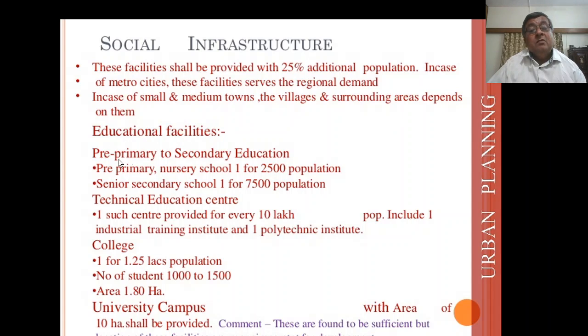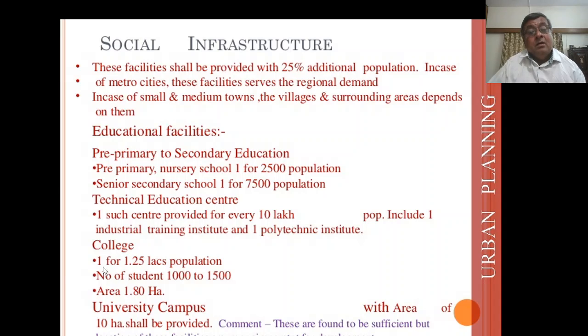Educational facilities: pre-primary to secondary education. Pre-primary nursery school, one for 2,500 population. For senior secondary school, one for 7,500 population. For technical education center, one such center is provided for every 10 lakhs population, including one industrial training institute, that is ITI, and one polytechnic institute, that is diploma courses.